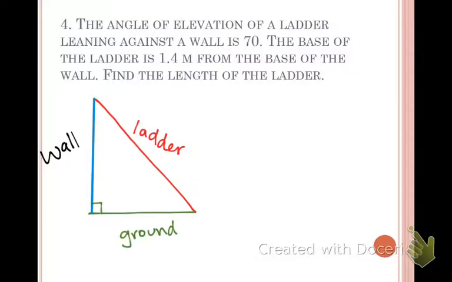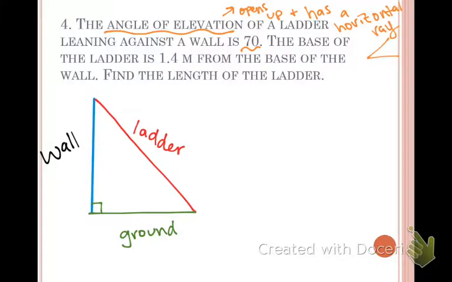So anywhere the horizontal and the vertical meet is going to make a right angle. So now let's go back. The angle of elevation. So we're talking about a side or an angle. We're talking about an angle. So the angle of elevation is 70. The angle of elevation opens up, and it has to have a horizontal ray. So angles are made up of 2 rays, and one of them has to be horizontal, and it has to open upward.